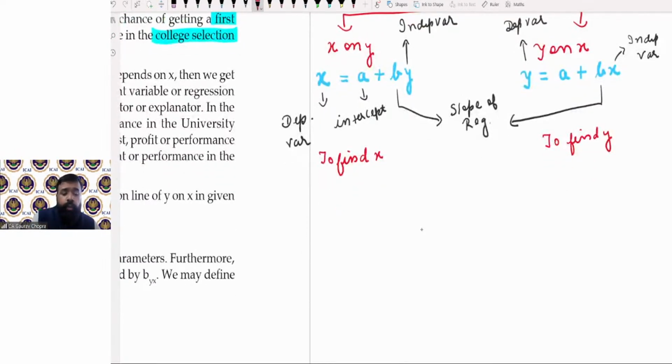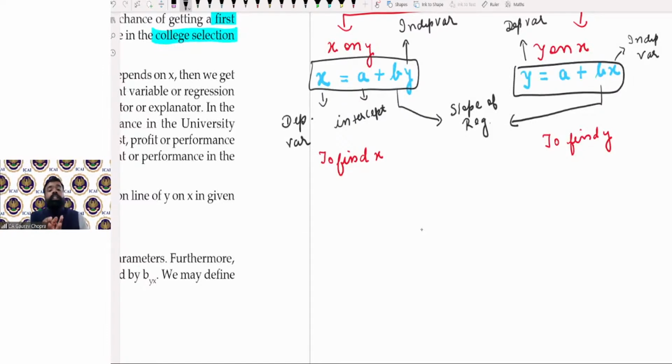Now x is equal to a plus by. This is basically the format of the equation. Now how will this equation be formed? To form this equation, what do we need? We need some formula. So what is the formula to find the equation x on y?